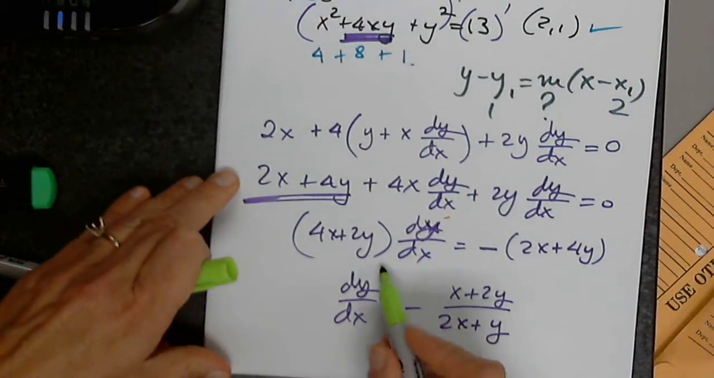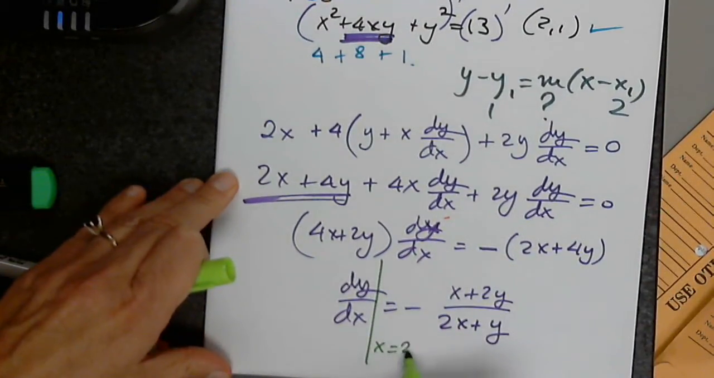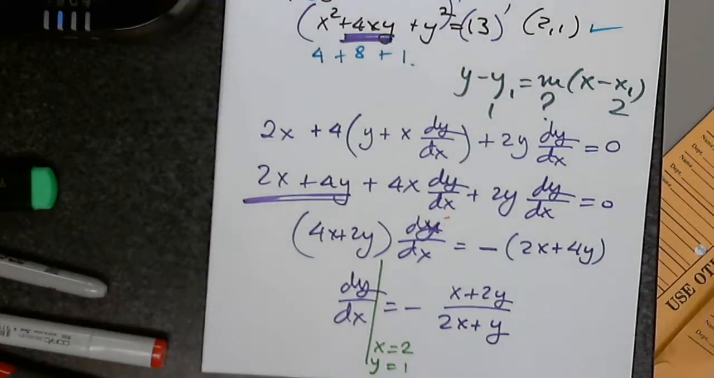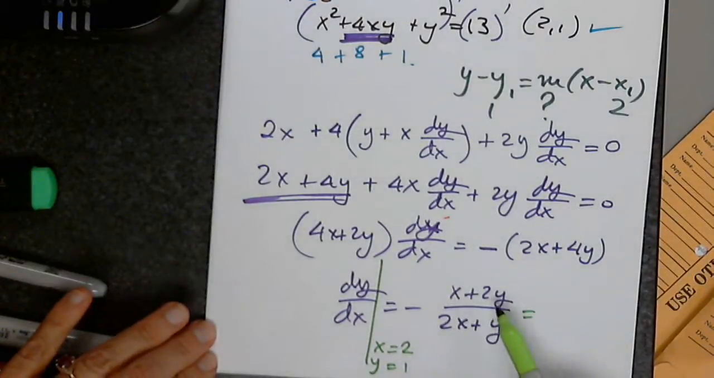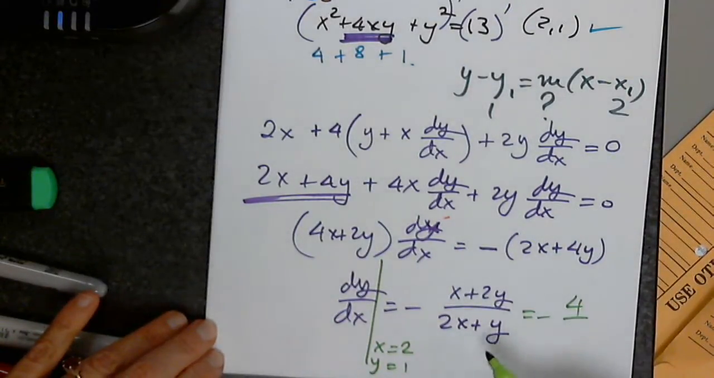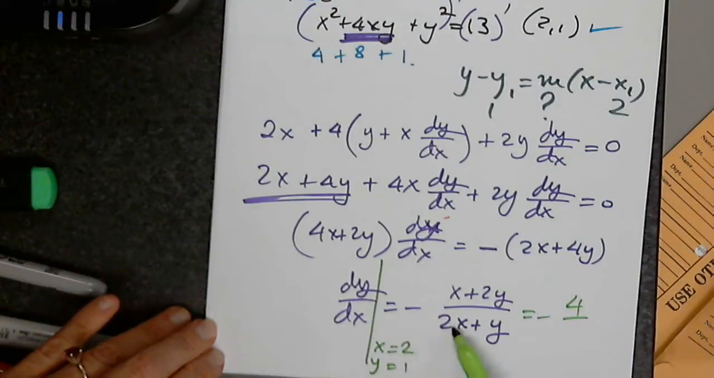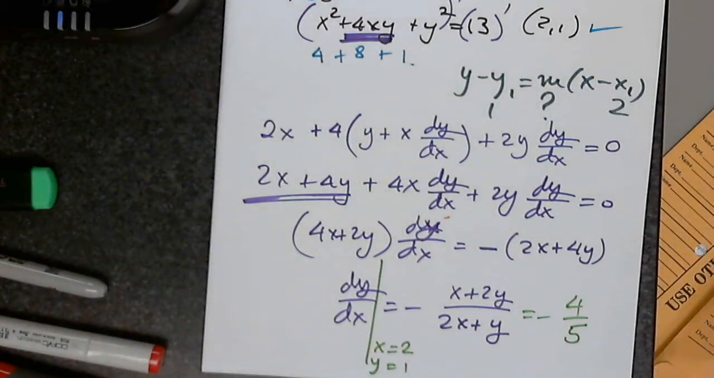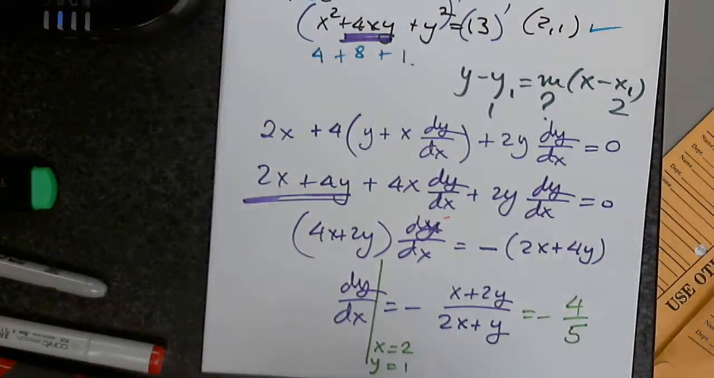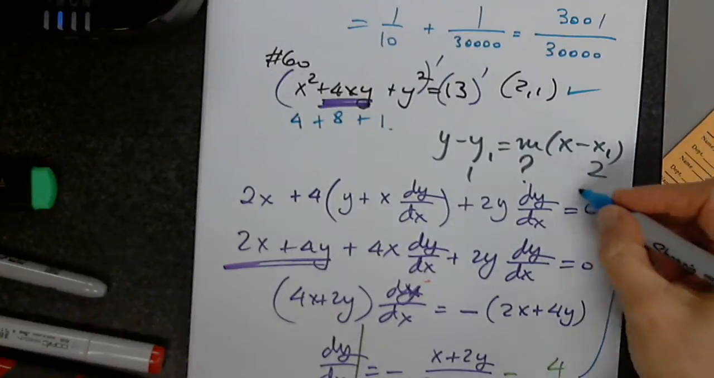All I have to do now is evaluate it when x is 2 and y is 1. So therefore, 2 plus 2 will be 4. And then 2 times 2 is 4. 4 plus 1 is 5. So that is the slope of the tangent line. So all I have to do now is just plug it back in here.